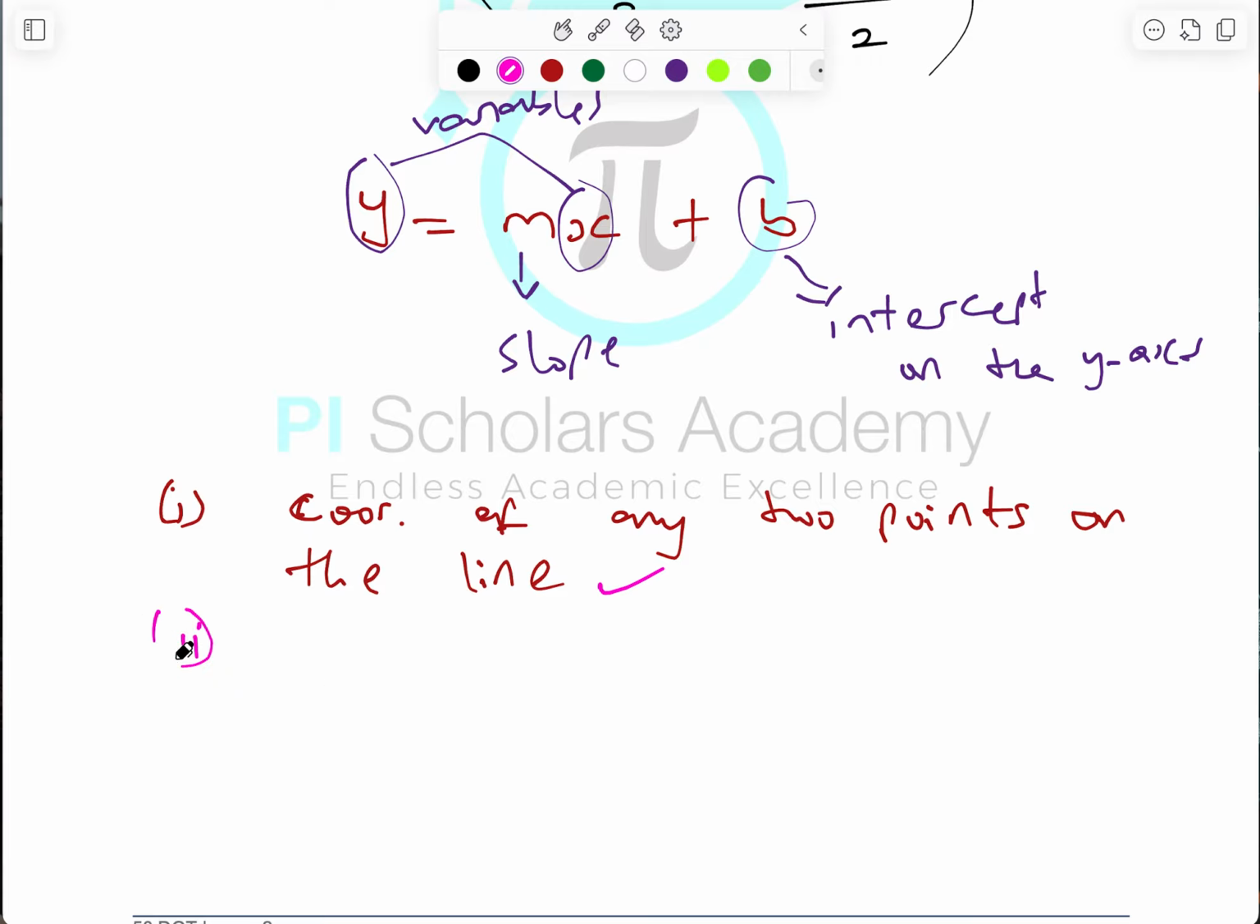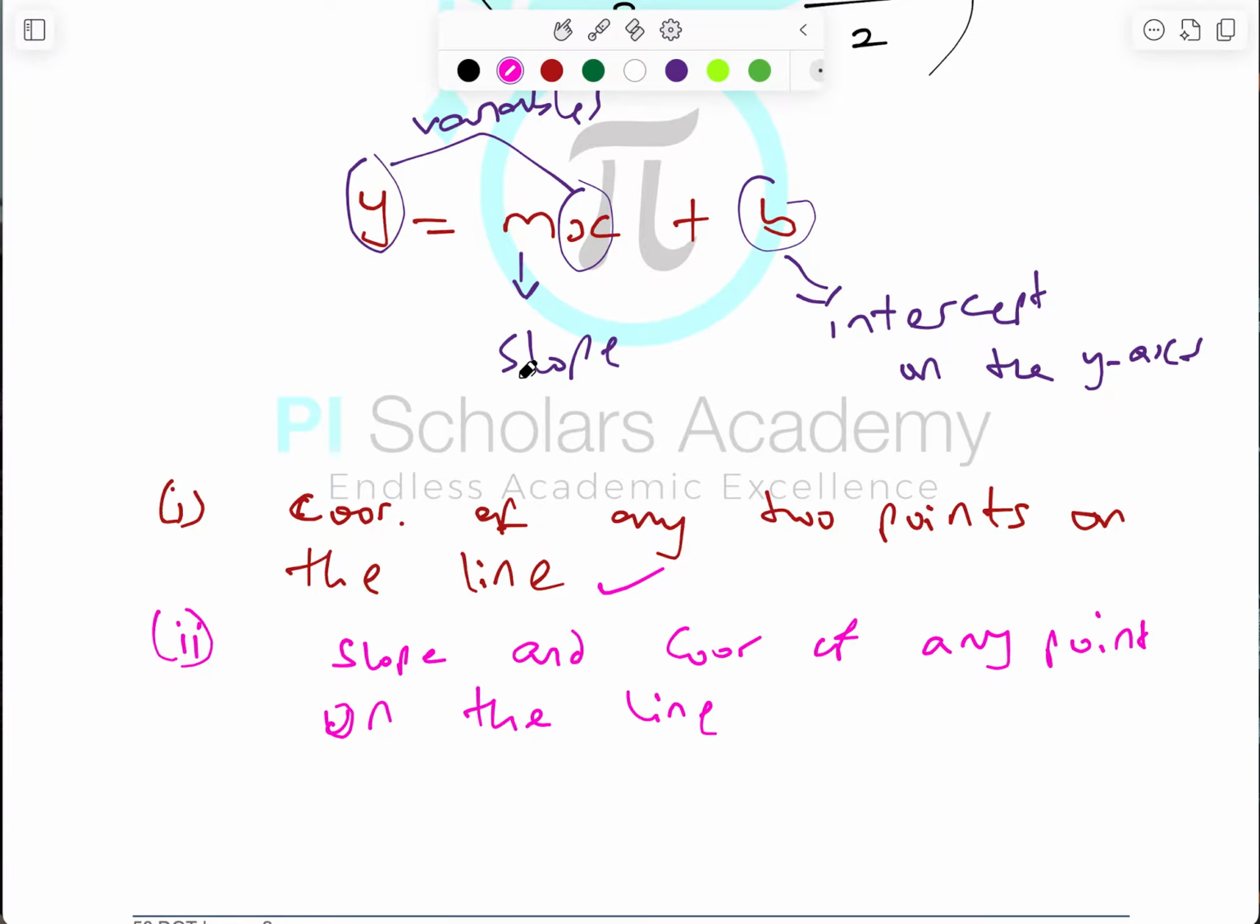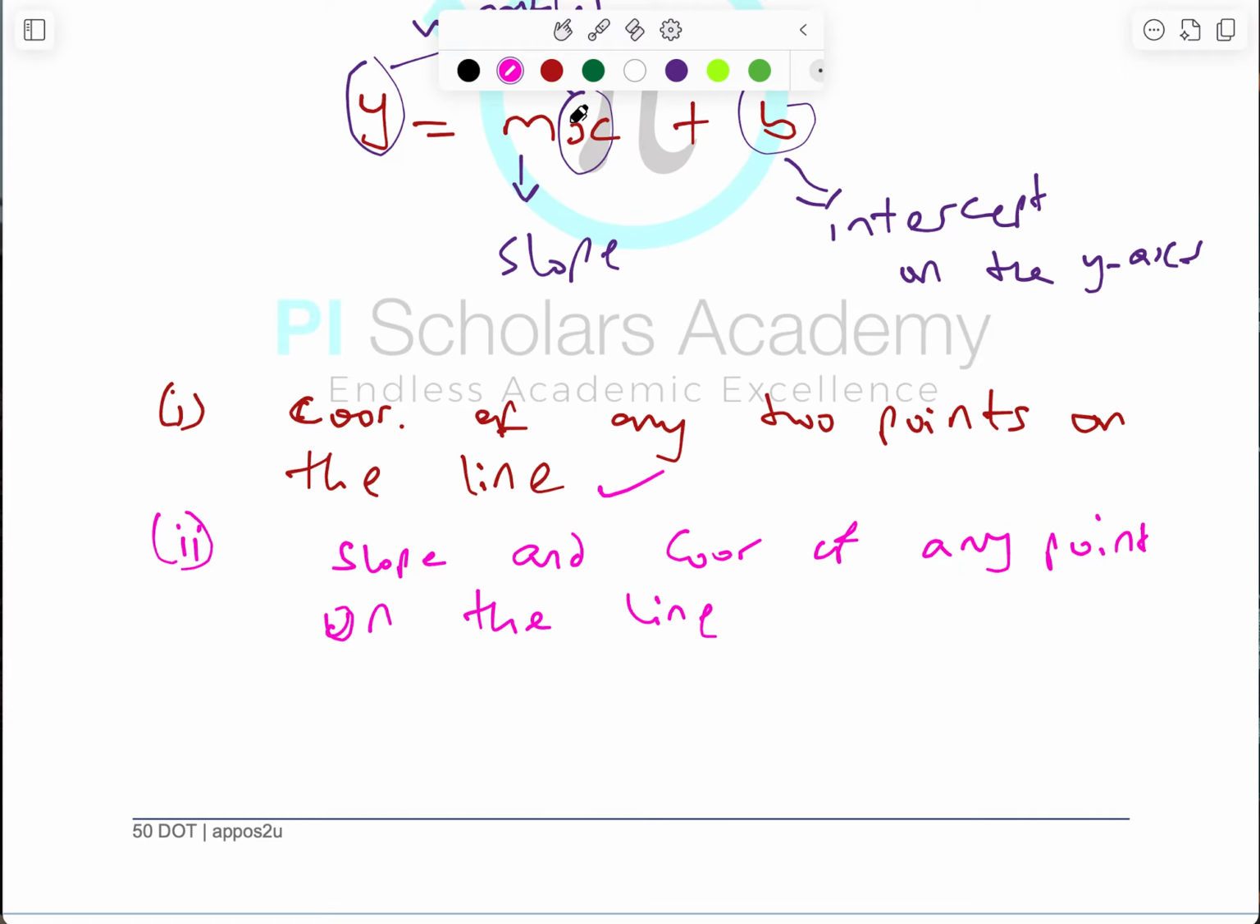The second one is if you have, number one, you have slope and coordinate of any point on the line. Now, this is different from number 1. If you have the slope of the line, that's number 1, and you have coordinate of any point on that line, then you will be able to find the equation of the line as well. This is also necessary and sufficient.